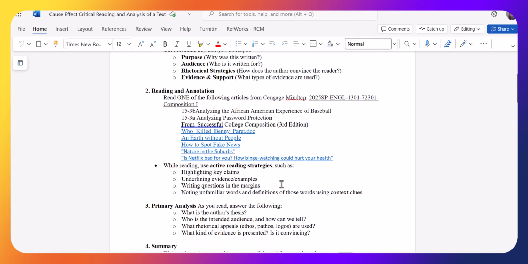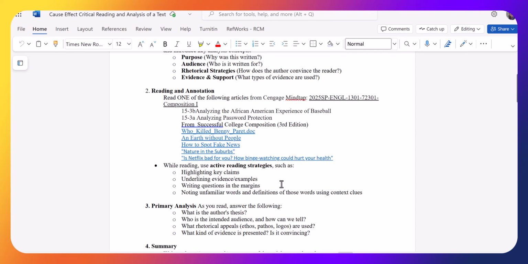Next, while you're reading, you want to practice active reading strategies. So you can highlight key ideas, underline the evidence and examples, write some questions in the margins. Note any unfamiliar words and their definitions of those words using your context clues.